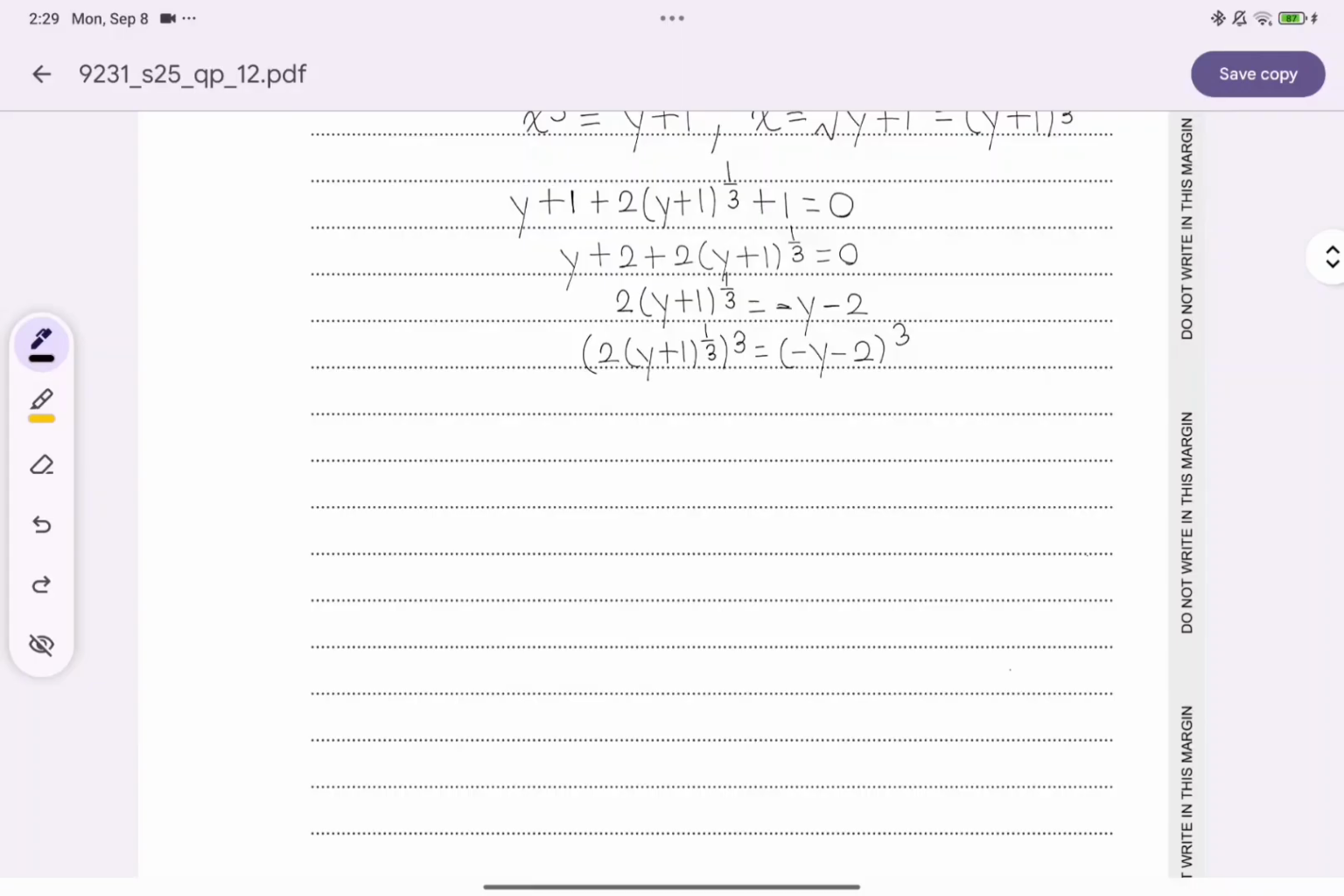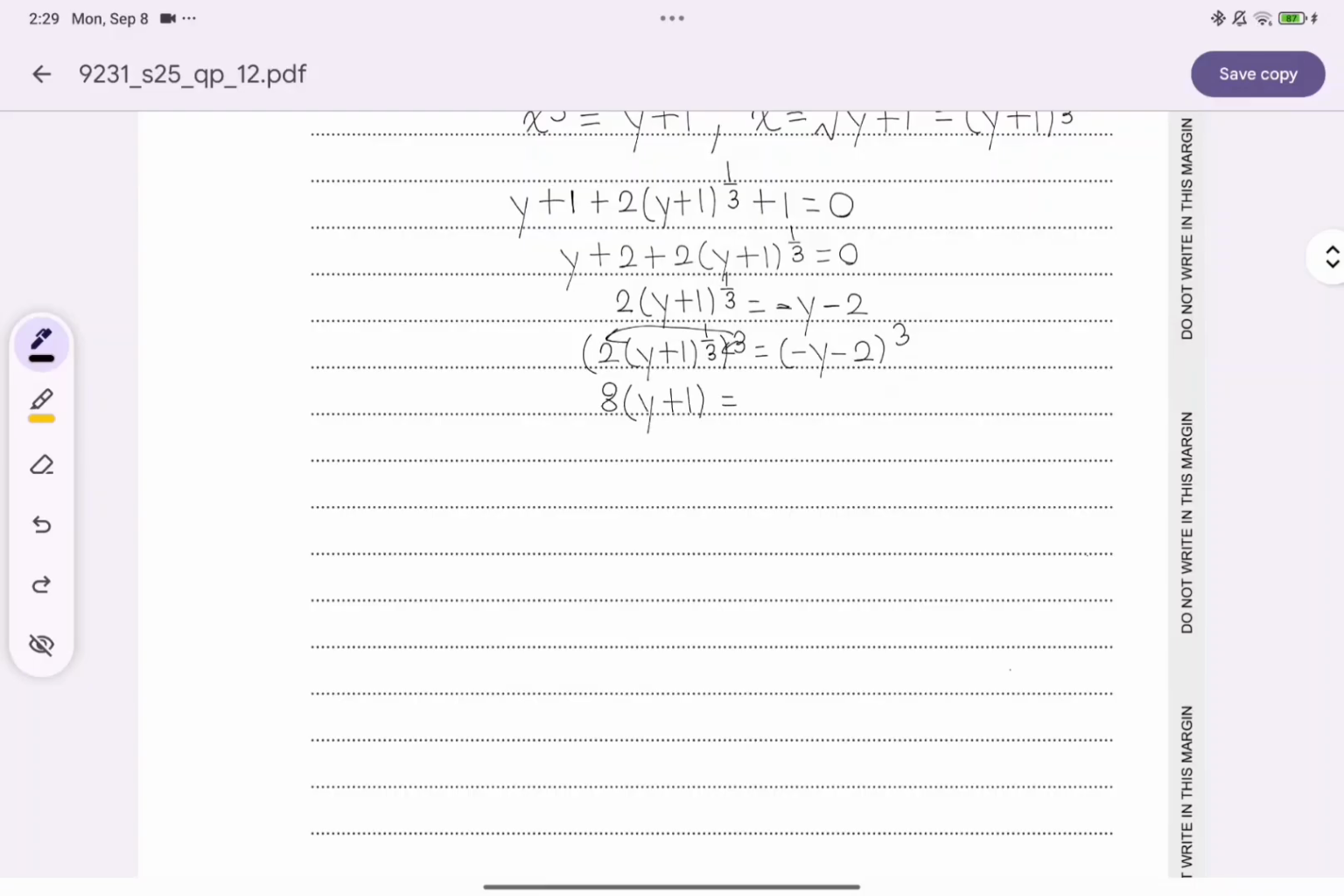Okay, so let's cube the left hand side first. In order to do that, we're going to spread the power to both terms, so to both 2 as well as y plus 1 to the 3rd power. So 2 cubed is just 8, and y plus 1 to the 3rd power cubed is just y plus 1. And now let's expand the right hand side, sorry.